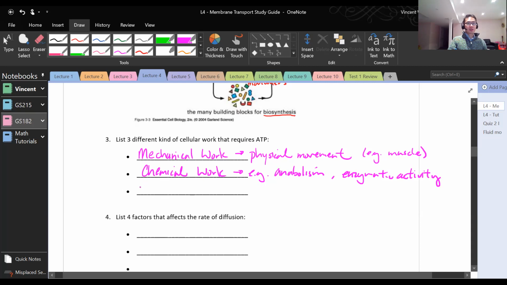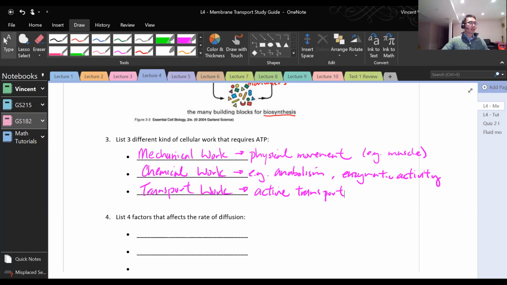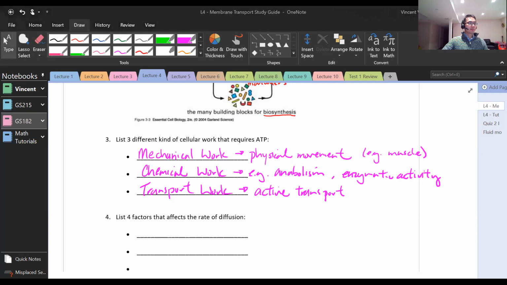And the last one is transport work. So active transport. Moving things uphill, right? Moving things from an area of low concentration to high concentration. That is going to require ATP.